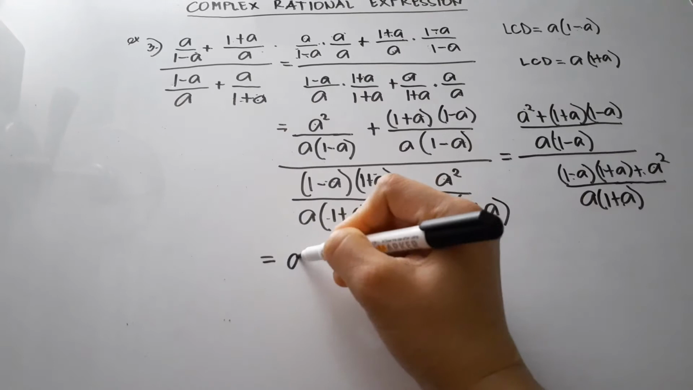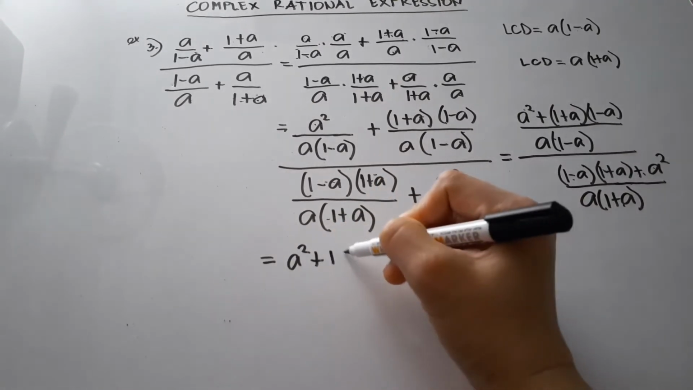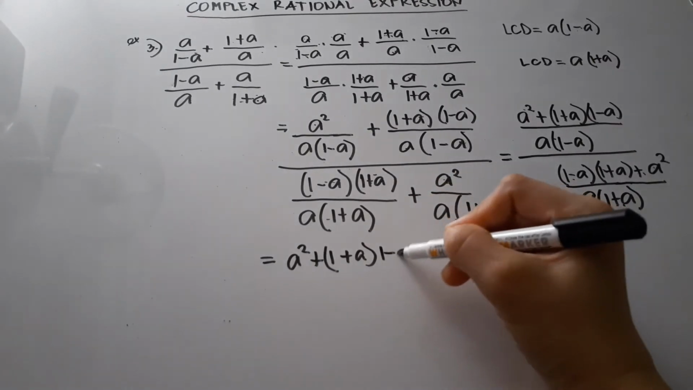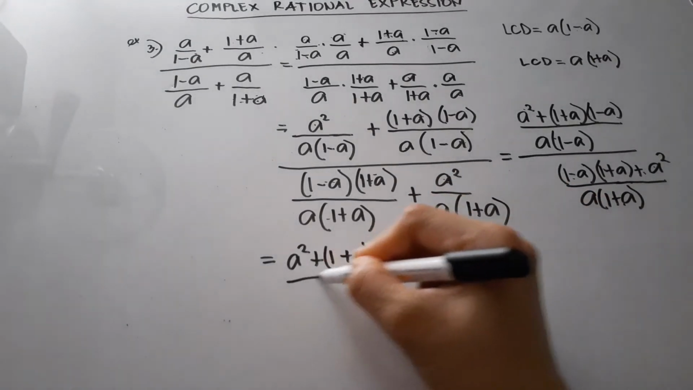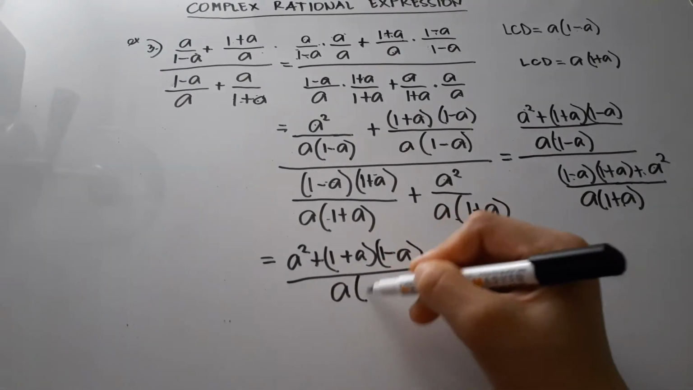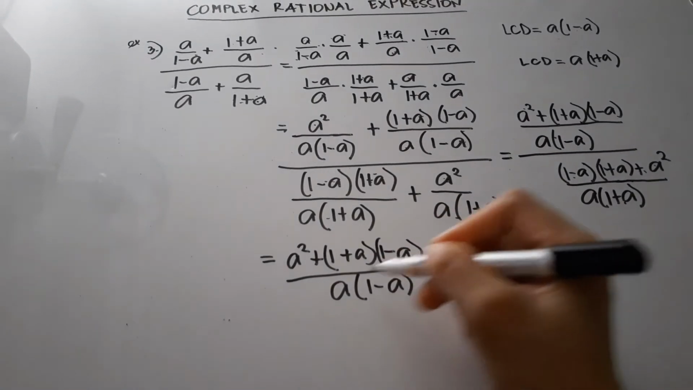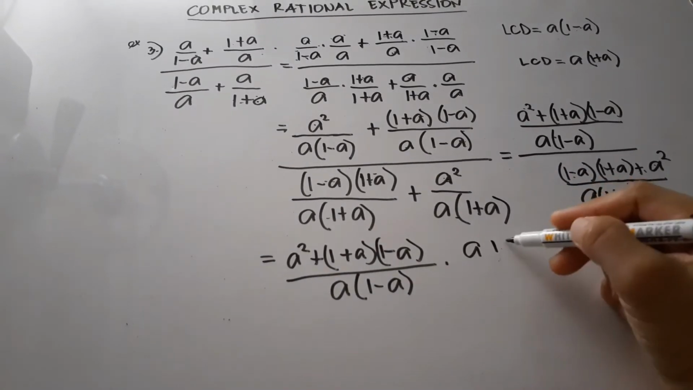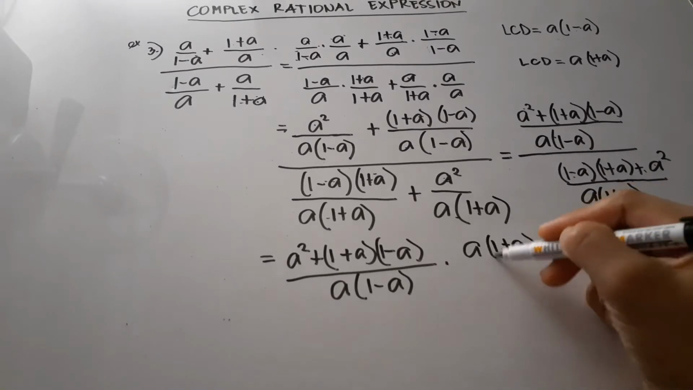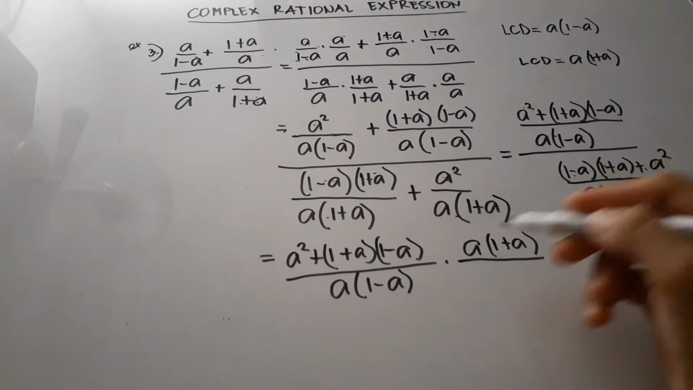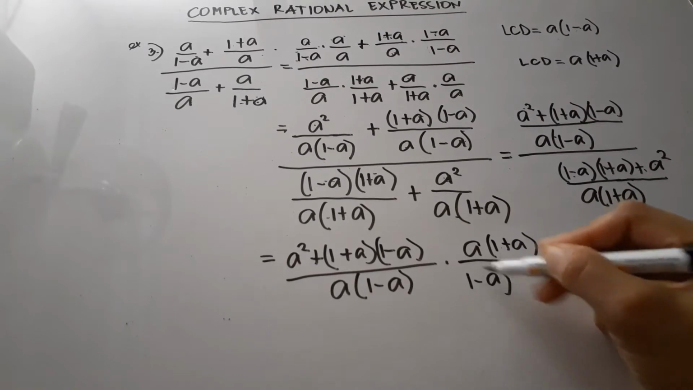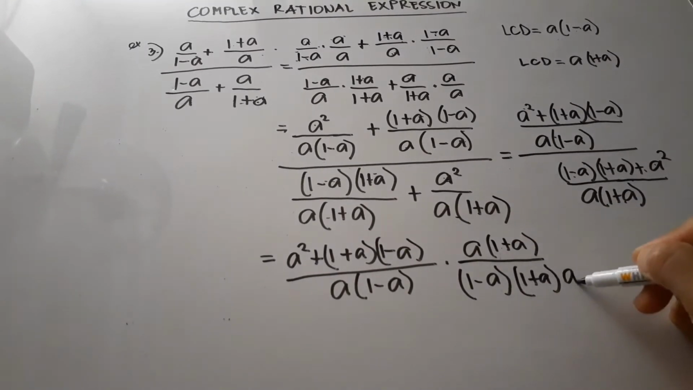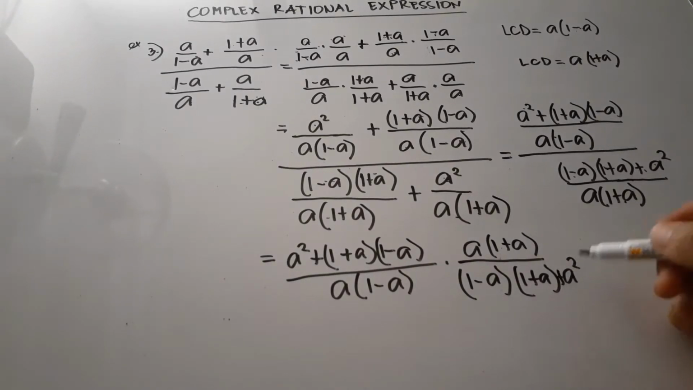And then when we simplify this one, we can flip up the denominator by using the reciprocal. So we can copy this a squared, positive 1 positive a quantity 1 negative a over a quantity 1 negative a multiplied by the reciprocal of the denominator. So we have a quantity 1 positive a over 1 negative a quantity 1 positive a, positive, so this is positive.